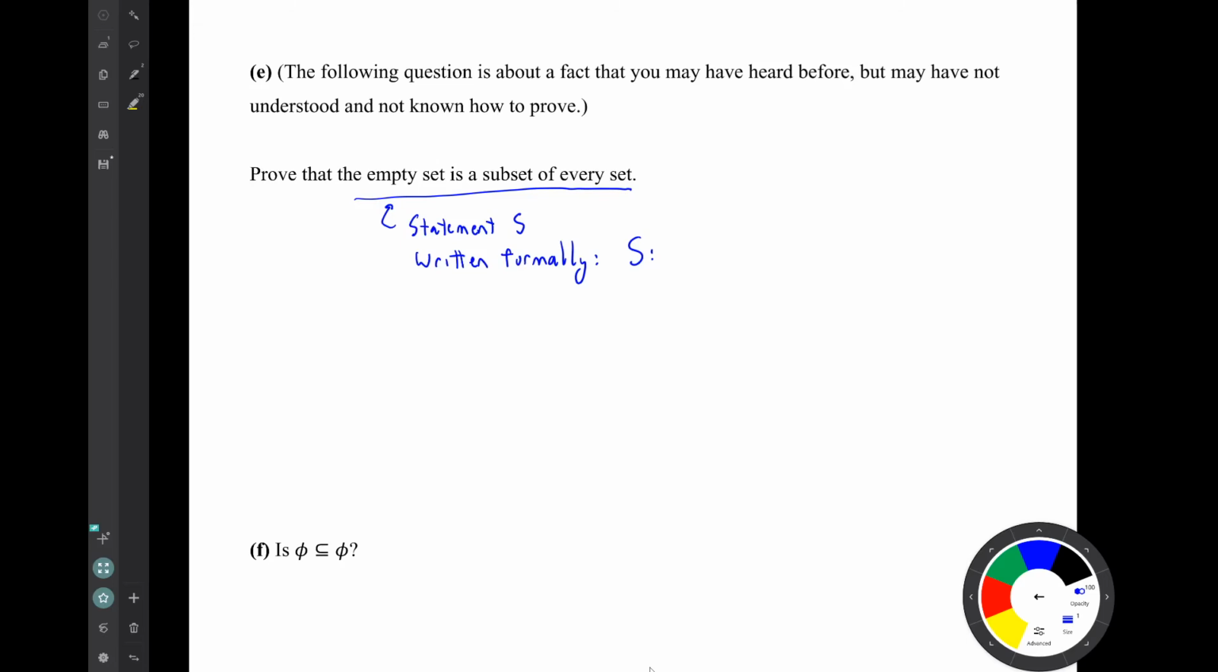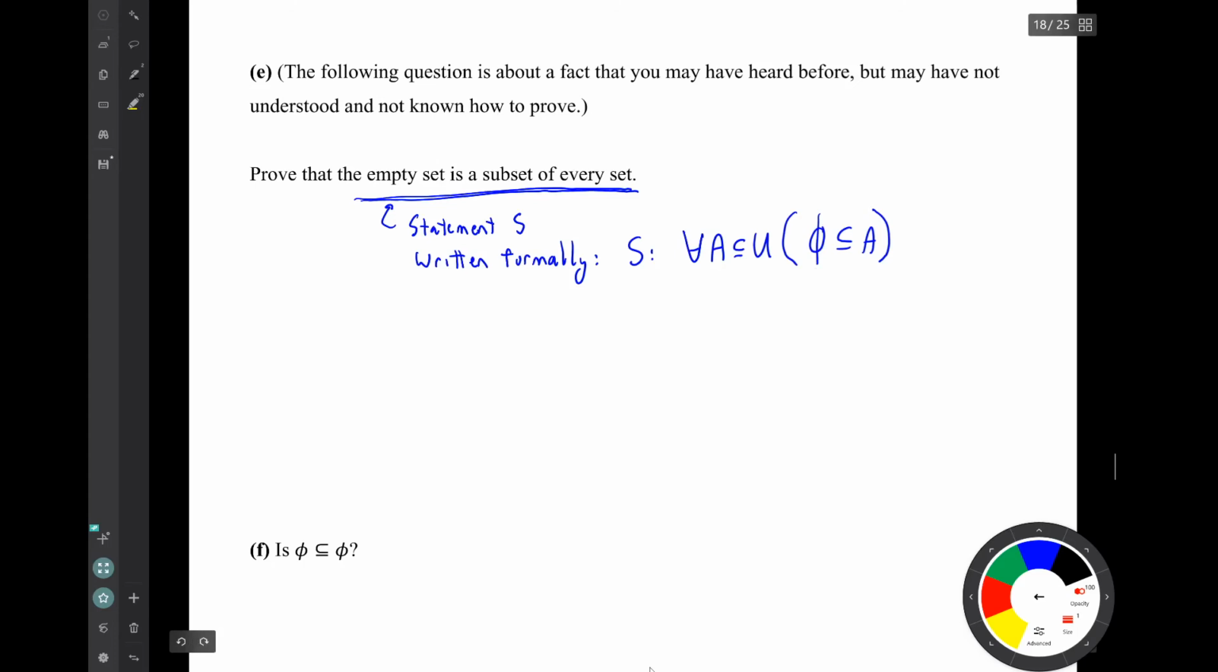Notice this is confusing because the quantifier is at the very end. So I'm going to put the quantifier in front. The statement that the empty set is a subset of every set can be written formally as this: for all sets A that are subsets of the universal set, the empty set is a subset of A.